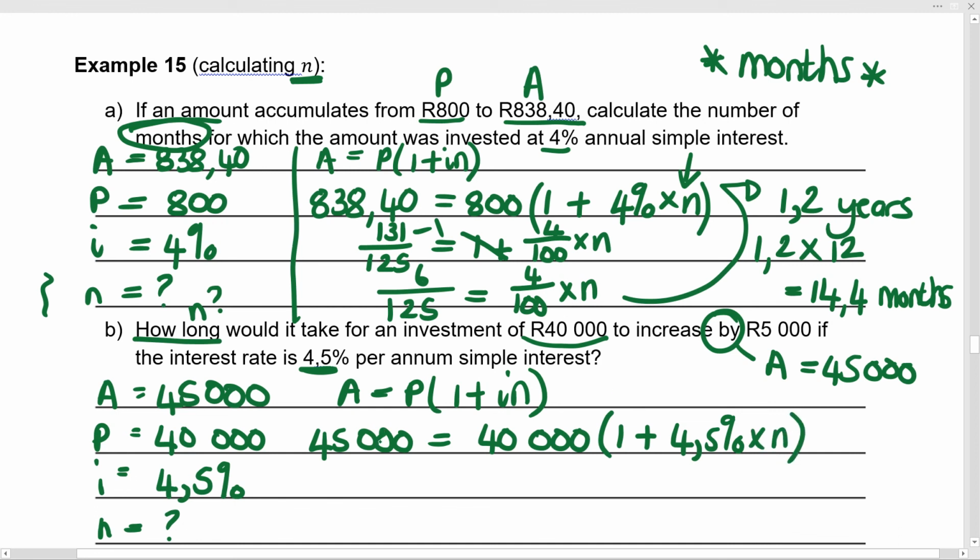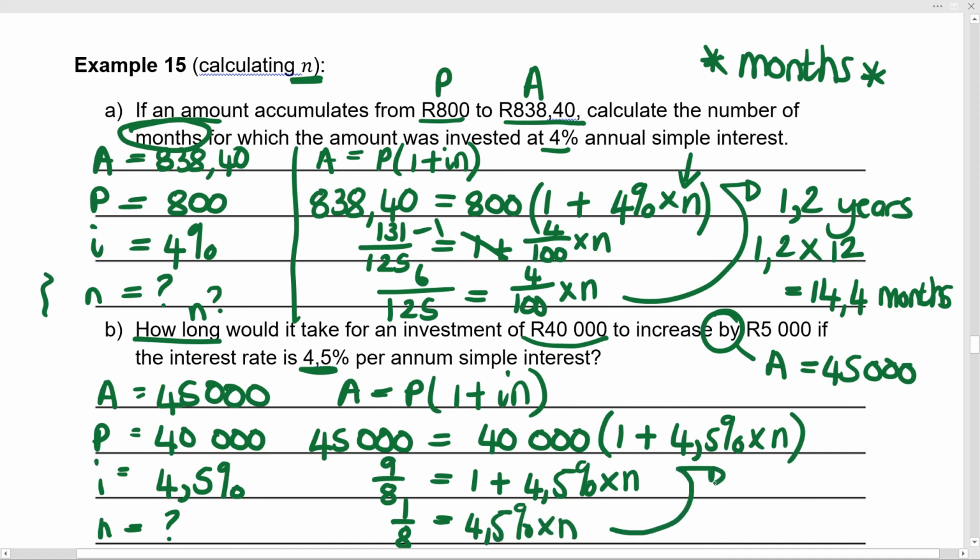Okay, dividing both sides, let's work on our calculator. We're typing in 45,000. Divide by 40,000 and we get 9 over 8 on this side. You'll notice these are always improper fractions. That now equals 1 plus 4.5% times n. What I need to do now is I need to subtract 1 on both sides. So I'm going to say my 9 over 8, which is still on my calculator screen, and I'm going to subtract 1, which gives me 1 over 8, and that equals 4.5% times n. My last step then is to divide both sides by 4.5%.